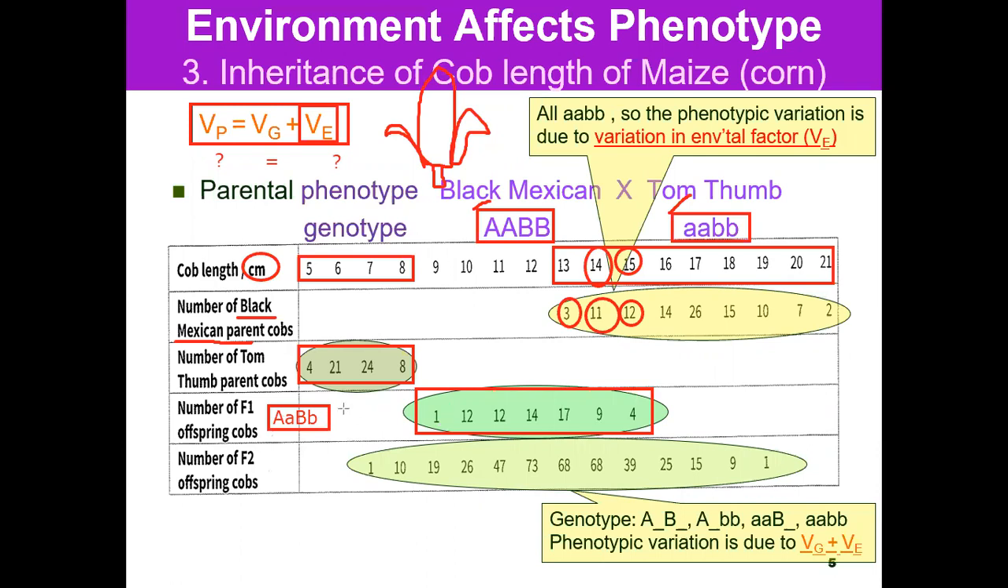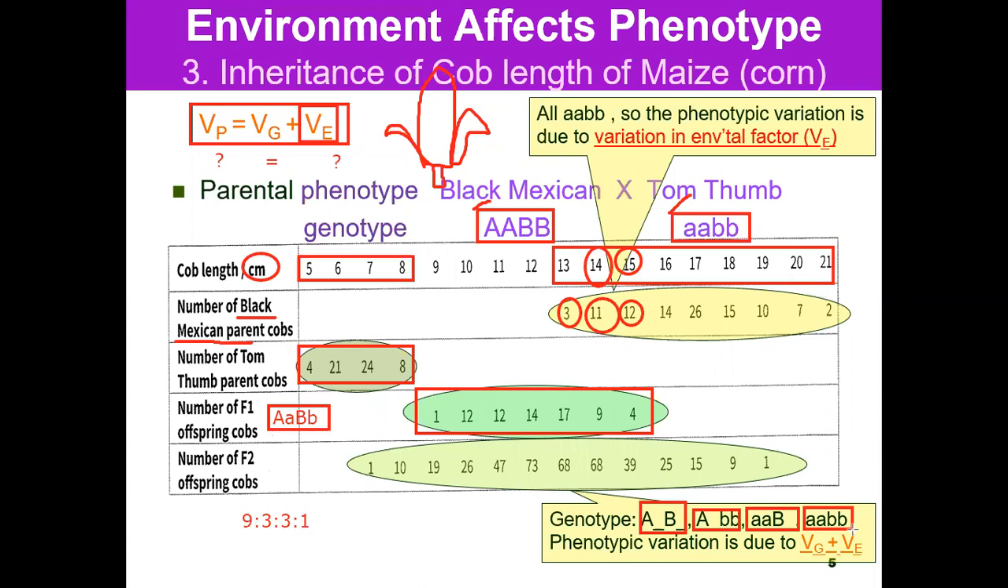Now, when they take F1 offspring and cross among them to produce F2 offspring, you learned already from your genetic diagram that the phenotypic ratio is 9, 3, 3, 1, isn't it? Whereby 9 means their genotype is A-B-, 3 is A-bb, 3 is small a small a, big B dash, and the 1 is small a, small a, small b, small b. So you have learned this already. So based on the genotype alone, we say that there should be 4 different lengths of cob, isn't it?